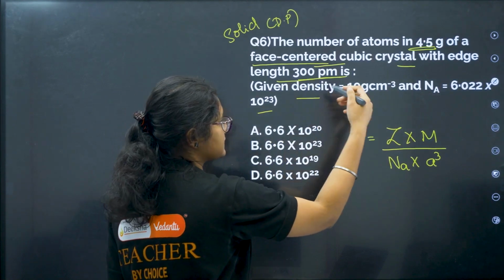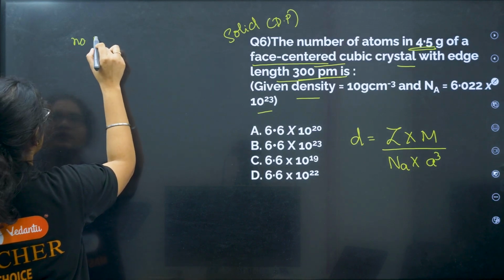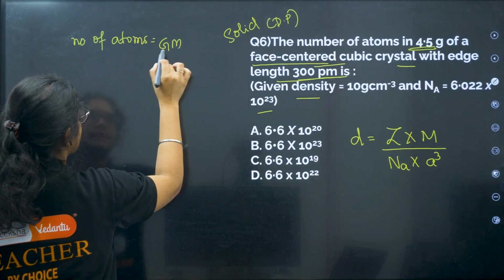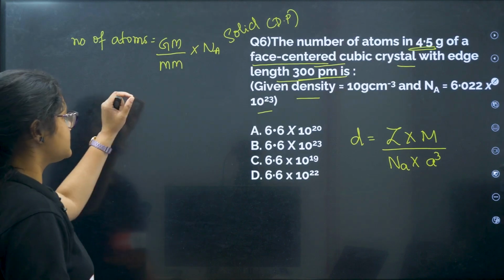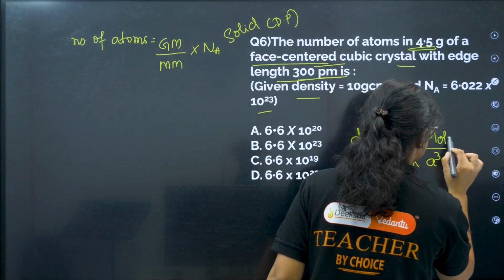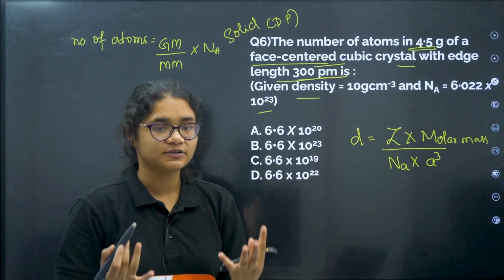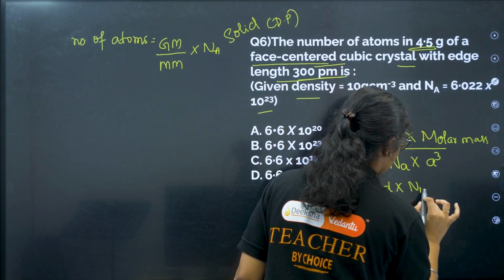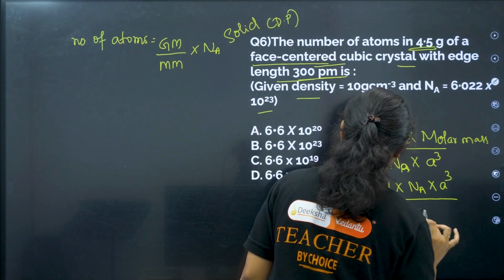Now the question is asking for the number of atoms. How can we write the number of atoms? Number of atoms is equal to given mass by molar mass into Avogadro number, right? Now this M is also molar mass here. So I can write this expression in terms of molar mass. Molar mass will be equal to D into Avogadro number Na into a cube by Z.